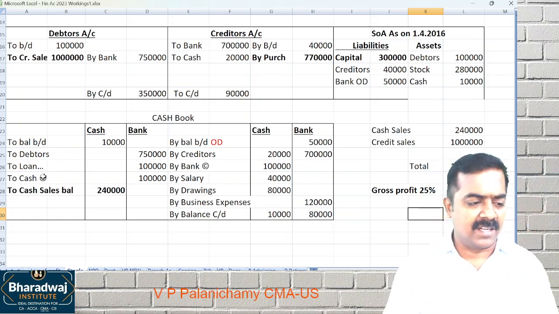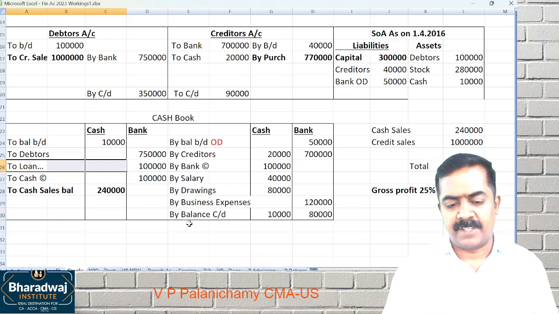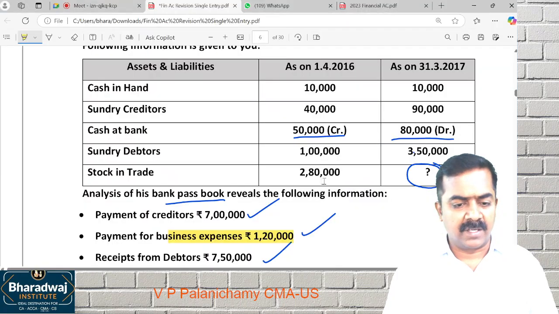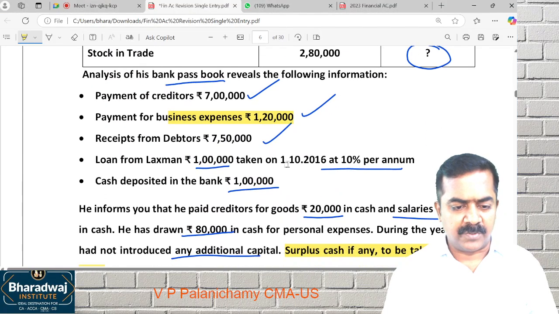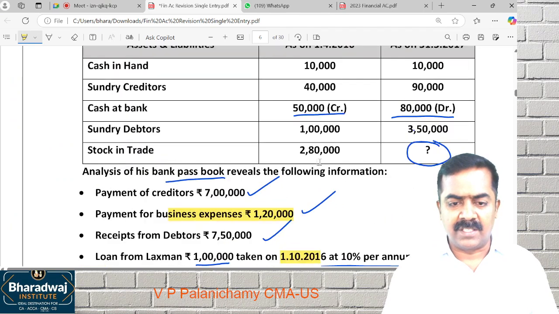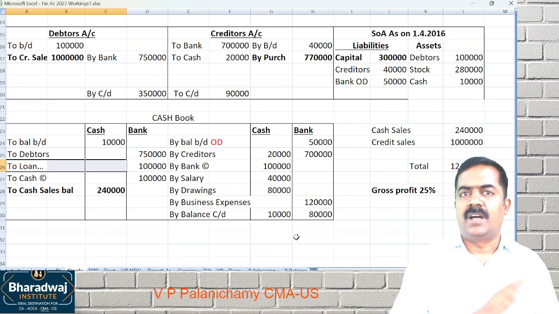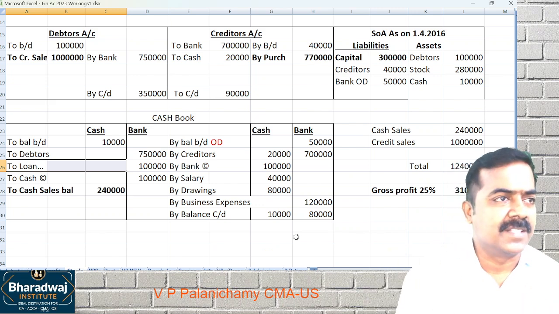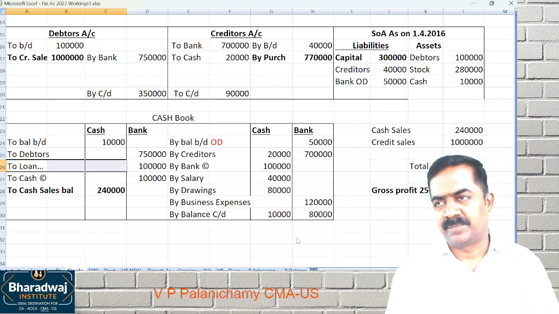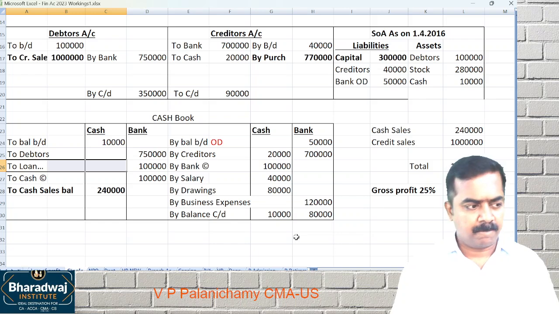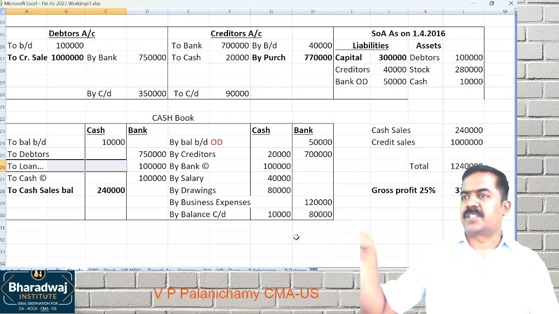The loan was taken on what date? First, see when we took the loan. We took it on October 1st. We are closing the accounts on 31st March 2017. So how many months, October to March? 6 months interest outstanding to be provided. So have you completed the first one?